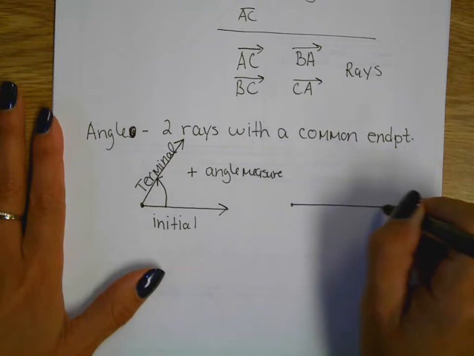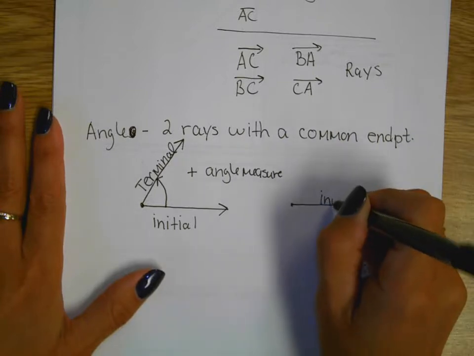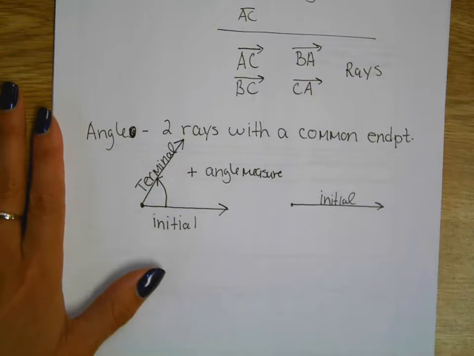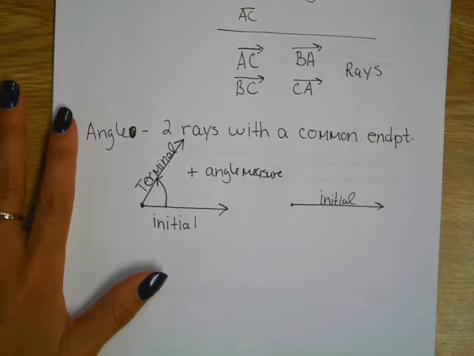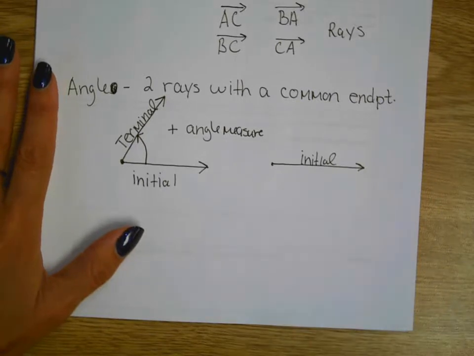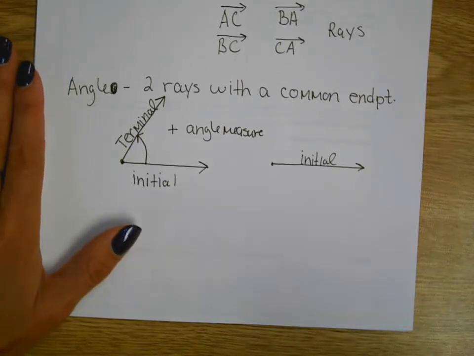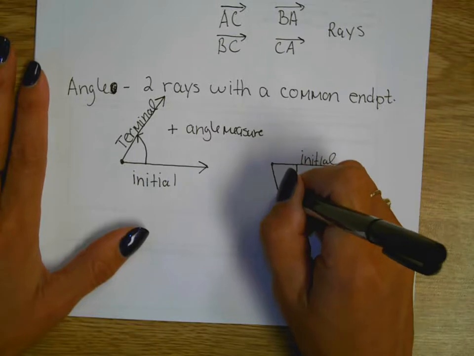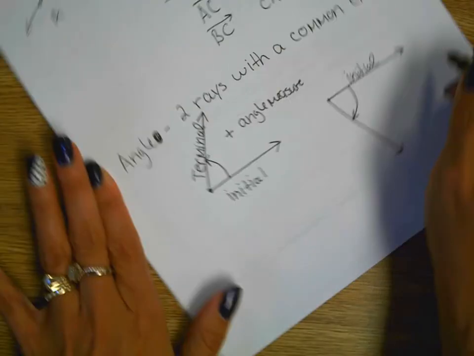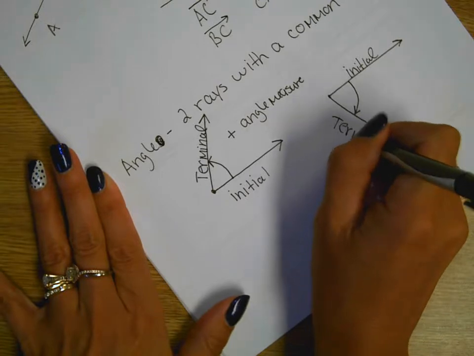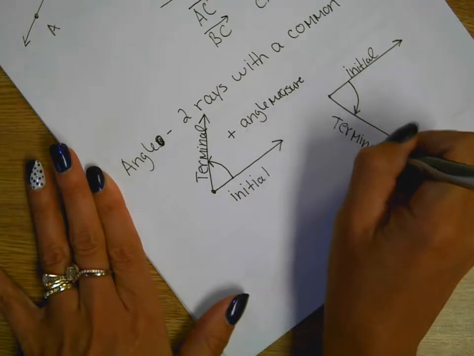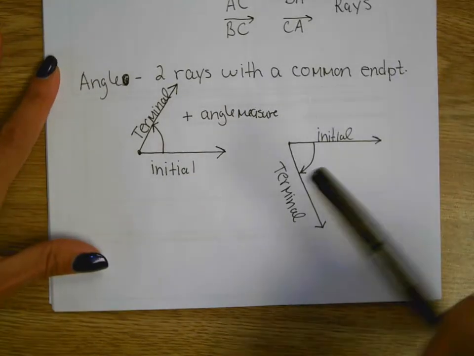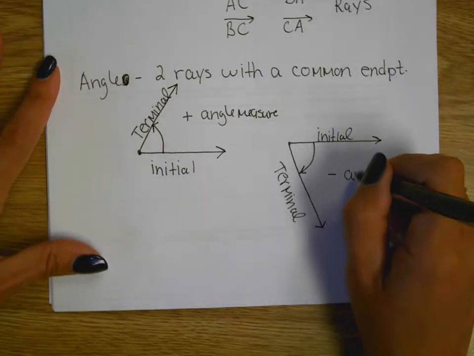If you have your initial side, and you rotate clockwise, we're going to call that a negative angle measure. So the positive and negative are telling us the direction of the rotation. So this one's going to terminate this way. So clockwise rotation gives us a negative angle measure.